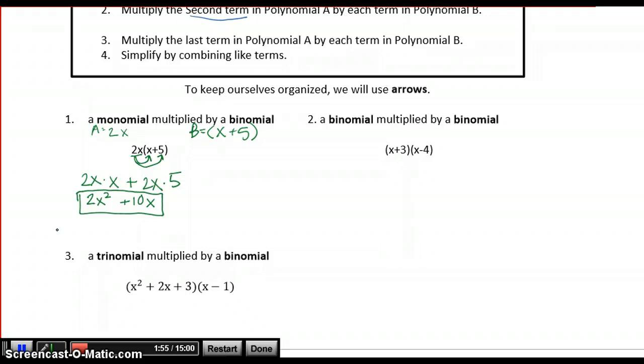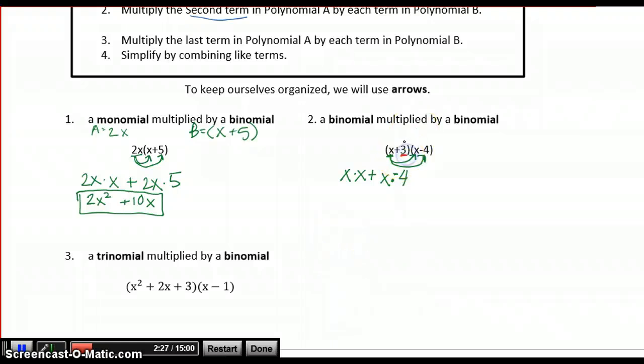On number two, we have two binomials multiplied together. So we're going to start with our first term in our first binomial and multiply it by each term in our second binomial. So we have x times x, and here we have x times negative 4 or minus 4. So make sure if it's a minus that you include it as a negative. So we've multiplied our first term in polynomial A by each term in B. So now we have to do our second term.